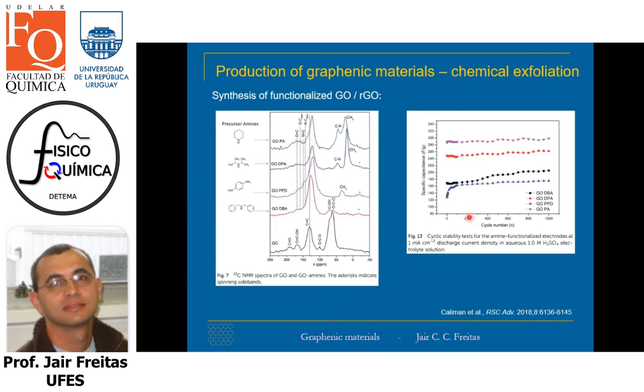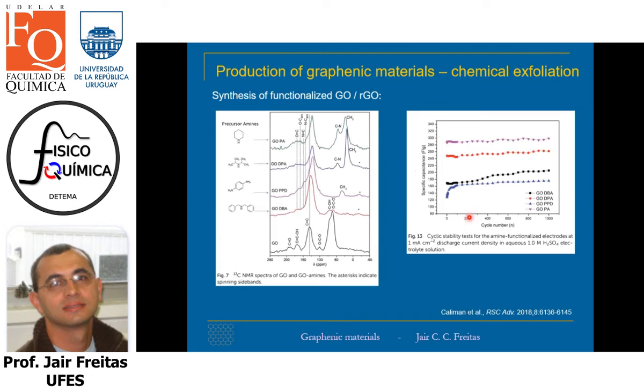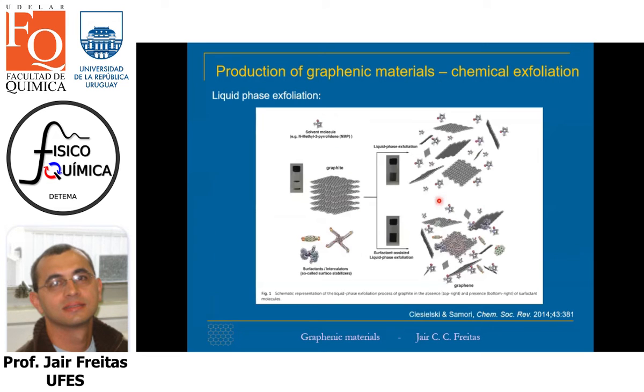One of the advantages of this method, apart from its simplicity, is that it's possible to functionalize the material. Since the reactions are carried out in liquid medium, it's pretty easy to functionalize these materials. For example, in this paper, we did this functionalization with amides, and we followed the incorporation of these nitrogen-containing groups by using solid-state NMR again, and these materials were later characterized by electrochemical measurements and showed good improvement in their electrochemical performance. The liquid phase exfoliation can also be conducted without oxidation.